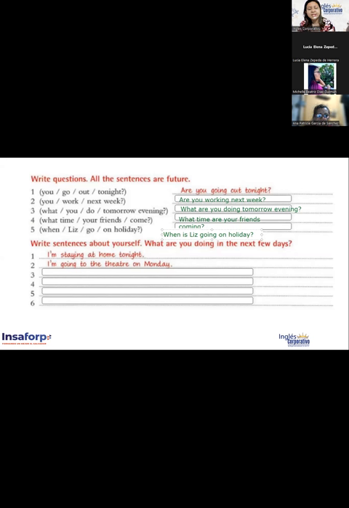Another way to say todo el día, you can say all day long. Todo el día. All day long. O para decir toda la noche, all night long. Oh, thank you, teacher. Okay, all day long. All night long. Eduardo is going to watch the soccer match, Madrid versus Barcelona. I'm going to help my daughter with her homework at the weekend. Okay. That's very important. Very good, guys.